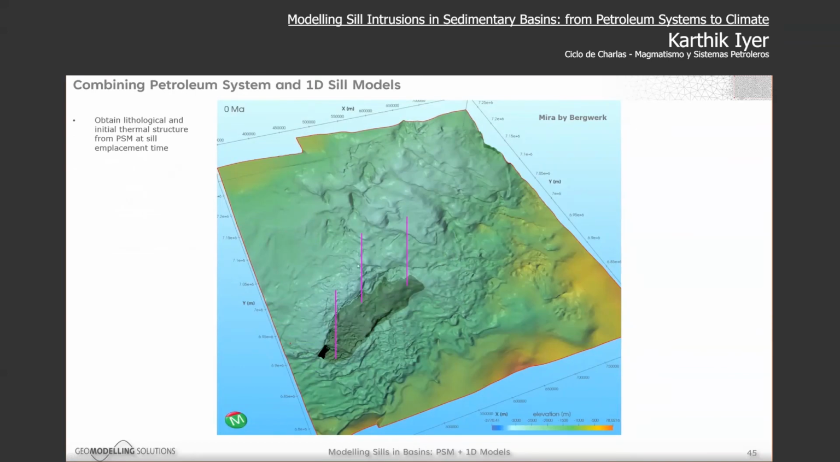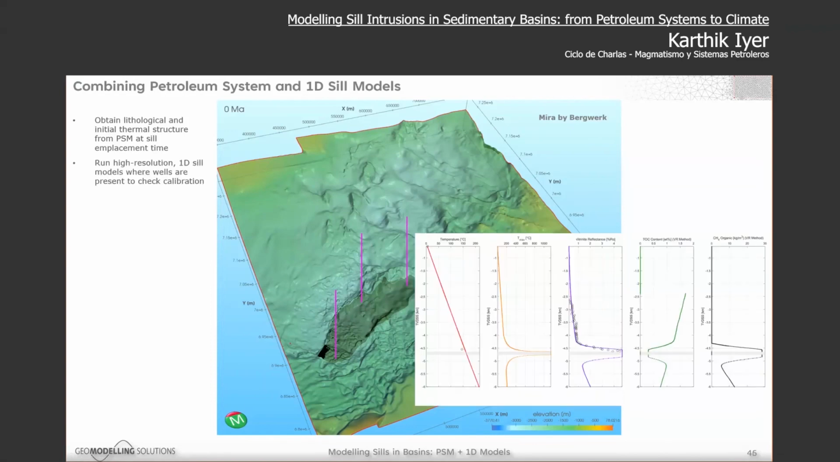In order to better constrain sill processes, where we have significant fluid flow and seismic data that shows us that fluid flow is important, we need to do some 2D or 3D models to better answer those questions. But if we can get away with 1D models, that's what we do. In this case, you obtain the lithological and the initial thermal structure just before sill emplacement from the basin model. So you can think about it as drilling a hole through the model and getting the data out before sill emplacement. That's my sill here that's being emplaced.